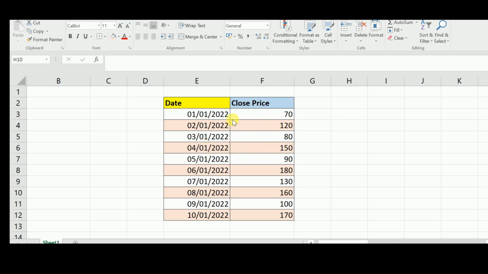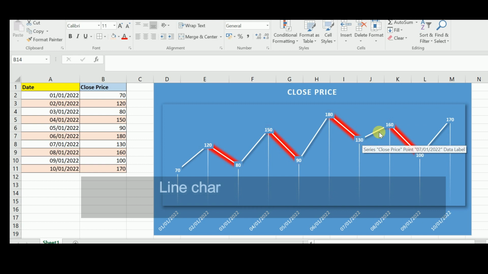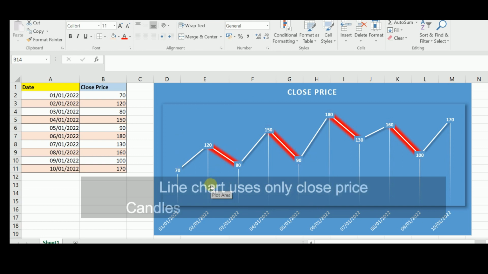So if we try to plot the line chart with respect to this information, it will look like this. On the 1st, close price is 70. On the 2nd, it moves ahead to 120. Then on the 3rd, it falls back to 80. Same way, it goes to 150, falls back to 90, goes to 180, then 130, 160, 100, likewise. So this is the way the line charts are formed in trading as well. The last price or the close price is taken as the basis to generate the line charts.